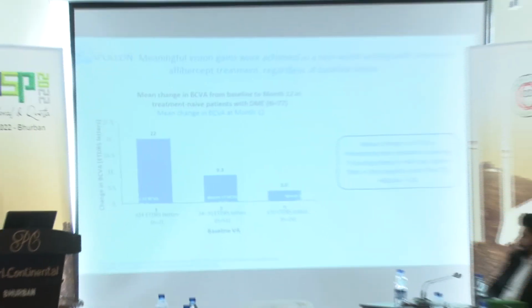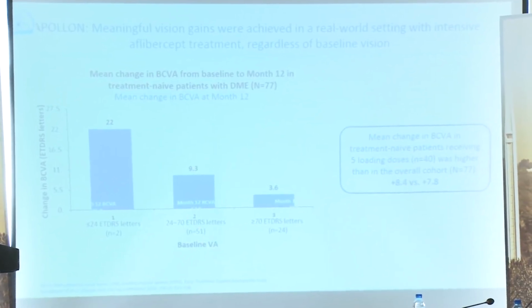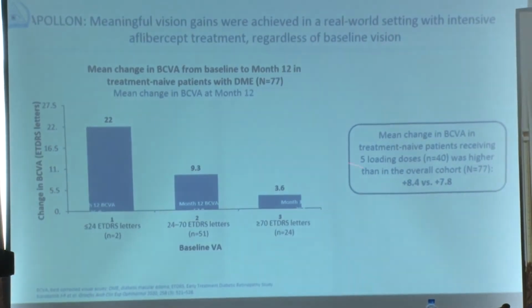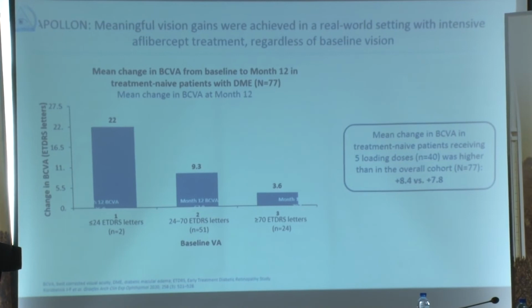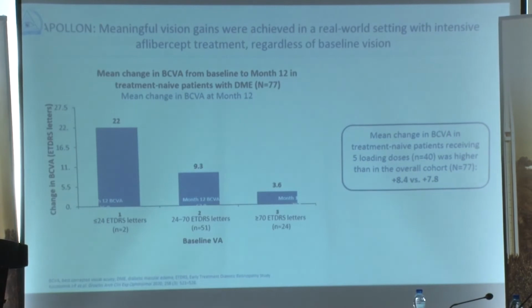So again, the important thing is what the initial visual acuity is when you are starting the treatment. Best corrected visual acuity is really important, and you can follow it up to 12 months. If you see here, with less than or equal to 24 ETDRS letters, you can get more improvement in the vision. But mostly the numbers are here: the baseline vision was between 24 and 70 letters, and you can achieve 9.3 letters improvement. So what does that mean? If you are giving the 5 loading doses, a higher number of patients get improvement in vision in comparison to the overall cohort, which is shown here.